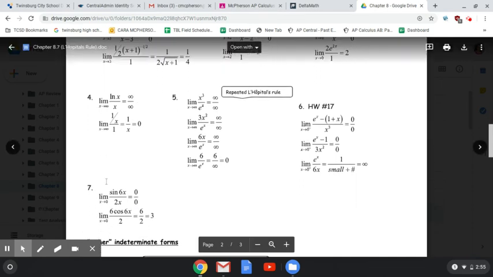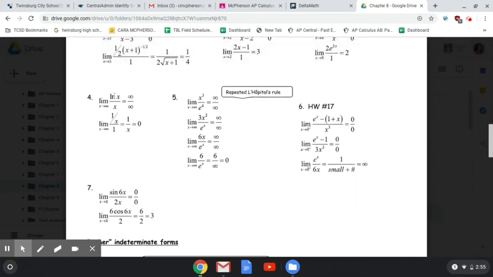Same thing with this number 4. The natural log as you go to infinity gets bigger. So that is infinity. The bottom is infinity. Take the derivative of the top, the derivative of the bottom. Now, when you put infinity in, anytime your bottom is getting bigger and your top's not, that's going to go to 0. And that is your final answer.